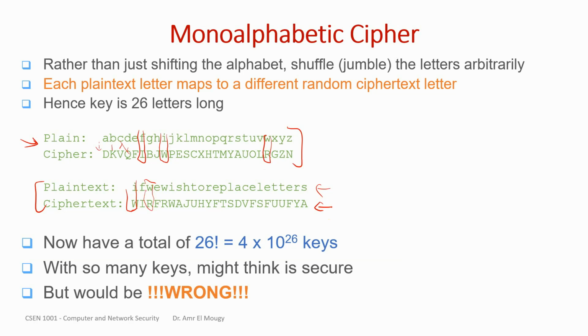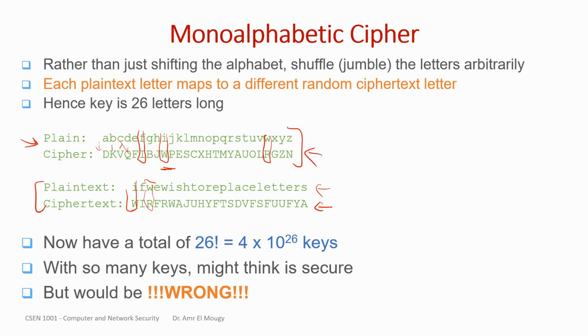If the legitimate receiver wishes to return this ciphertext back to the plain text, they must be in possession of this map. So they will get the ciphertext letter W. They will go to the map and see where W is. The plain text letter that corresponds to W is I, and so they will return W to become I.